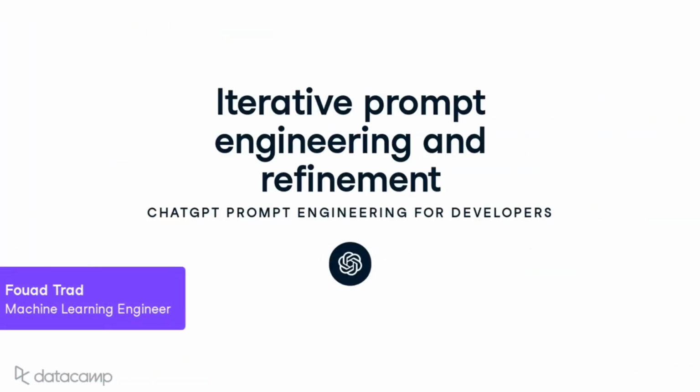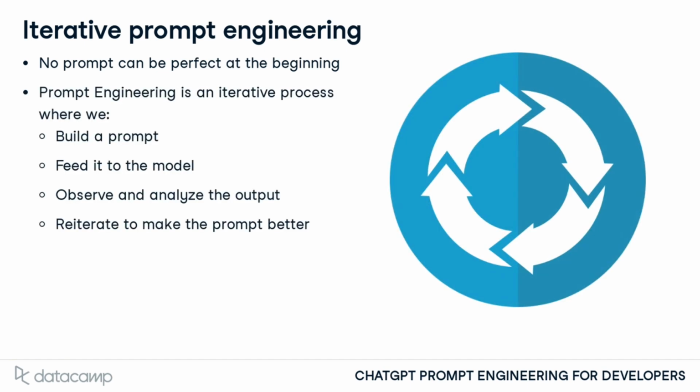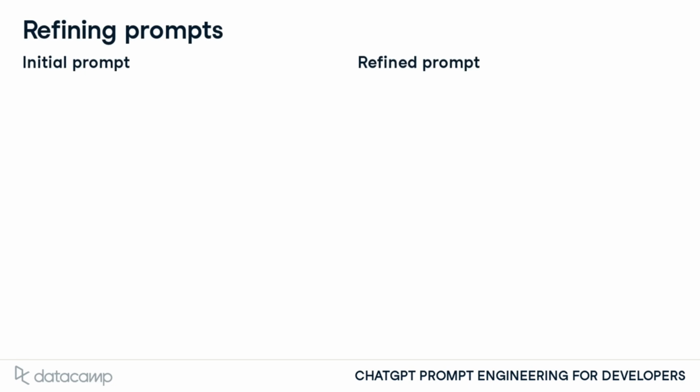Let's explore iterative prompt engineering and refinement, a paradigm that can be applied to any type of prompt we previously covered. Even with the many techniques we have learned, prompt engineering doesn't always succeed on the first try. It is an iterative process where we build a prompt, feed it to the model, observe and analyze the output, and accordingly reiterate to make the prompt better. Sometimes we must refine our prompt because the model misunderstands the request.